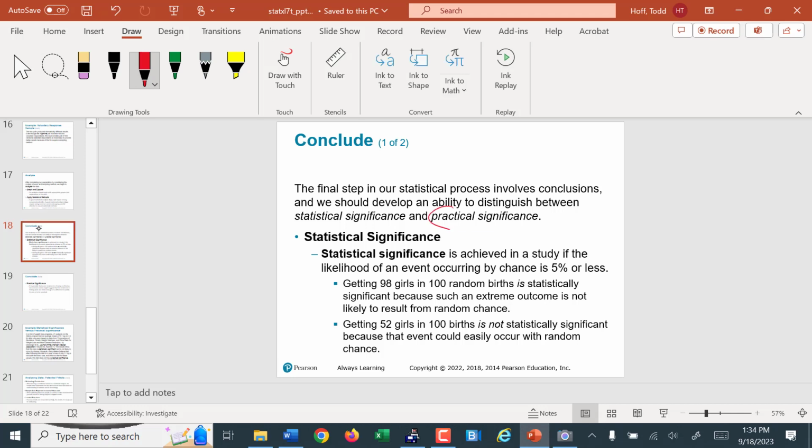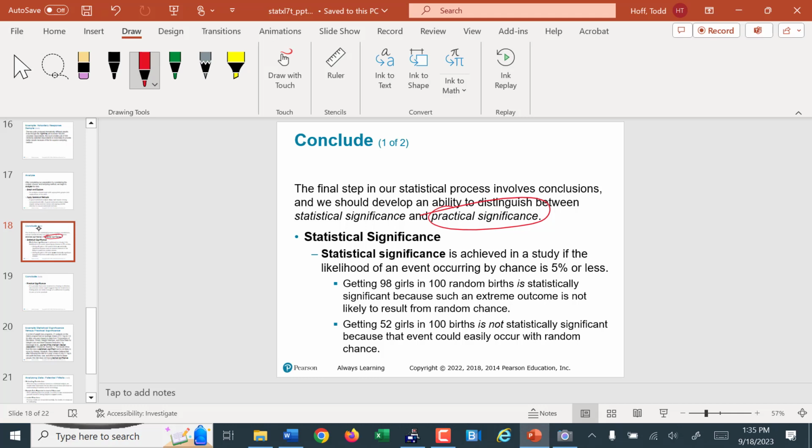But is that practically significant? And we'll explore that as we look through here. Statistically significant, the example they're using here is births. If we get 98 female births out of 100 randomly selected births, that is statistically significant because that is an extreme outcome to one side or another. We would expect 50-50, or 50 boys, 50 girls. If we get 98 female births out of 100, that is very unexpected. If it truly was 50-50, that would be a very, very unlikely result to get 98 out of 100. So because it's unlikely, that is statistically significant.